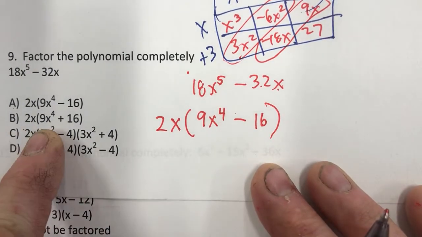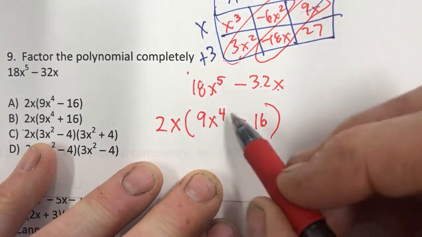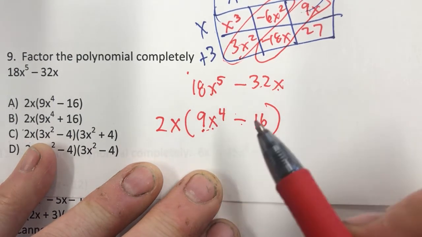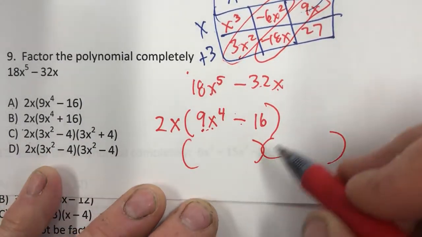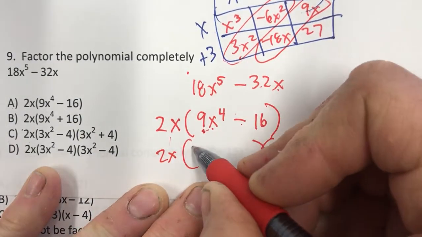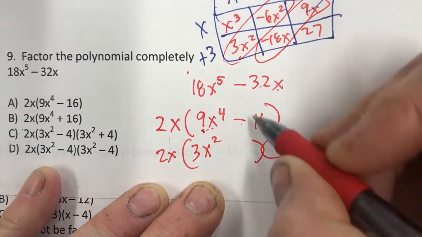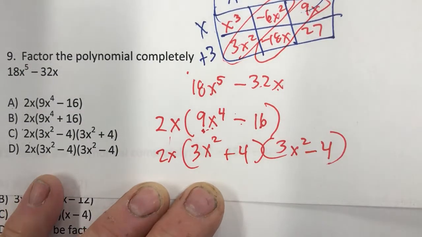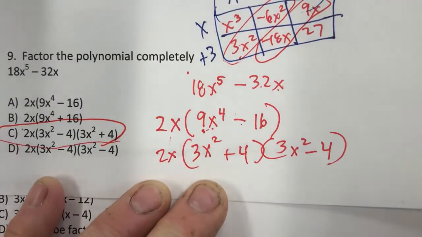So that's what I have. So we see that right here, b, but I don't think that's fully factored because we've got a difference of squares here. This is 3x squared, and this is 4 squared. So I can break that down into a difference of squares. This 2x comes down here. The square root of 9 is 3, so it'd be 3 and 3. The square root of x to the 4th would be x squared and x squared. The square root of 16 is 4, 4 and 4. One of these is plus, one of them is minus. So that looks like C.